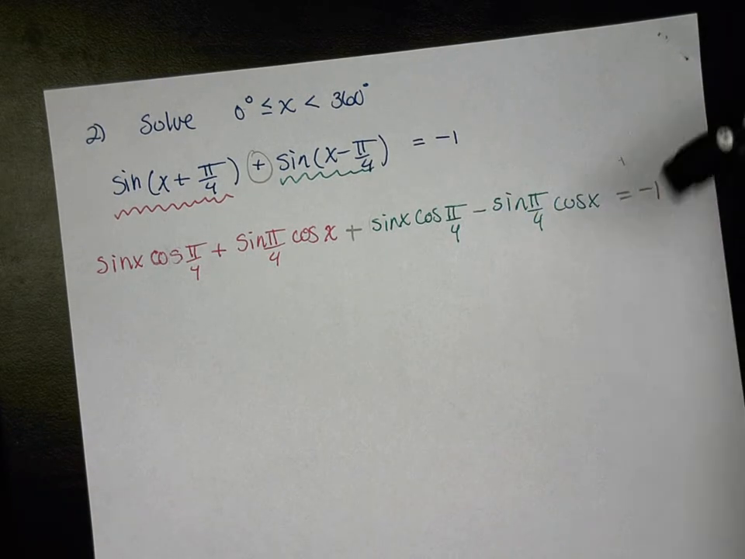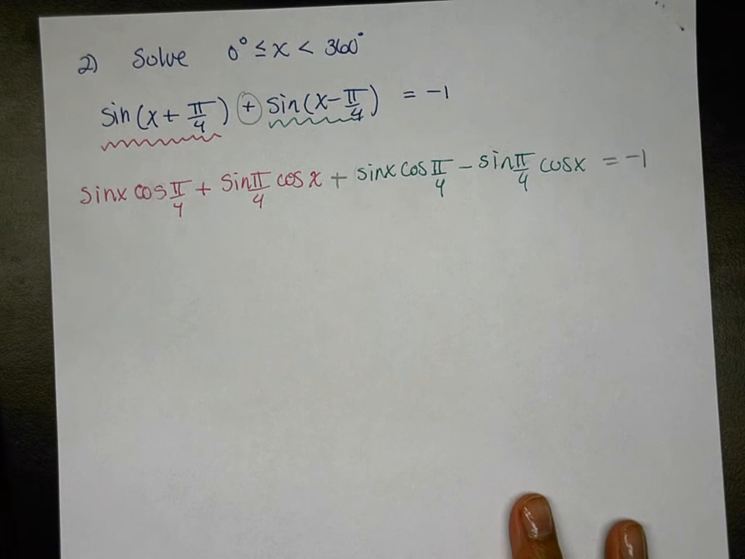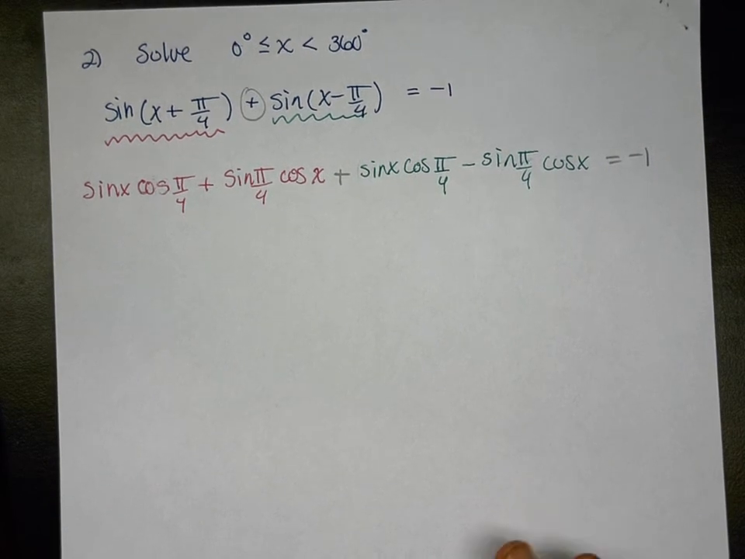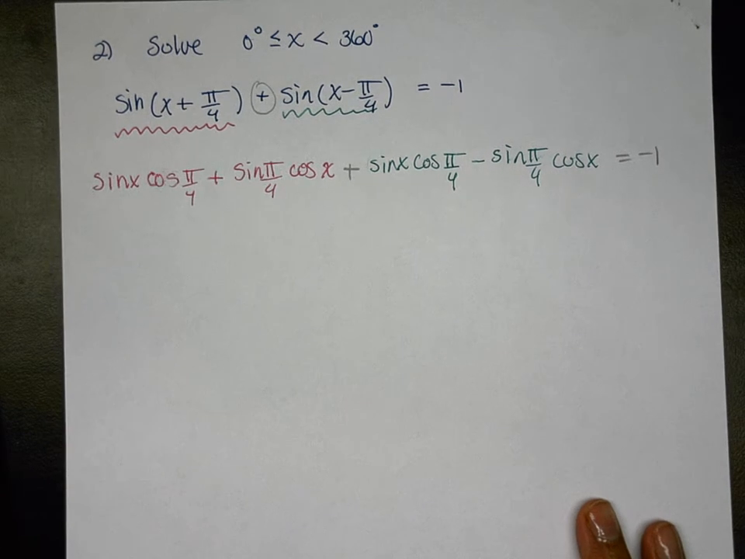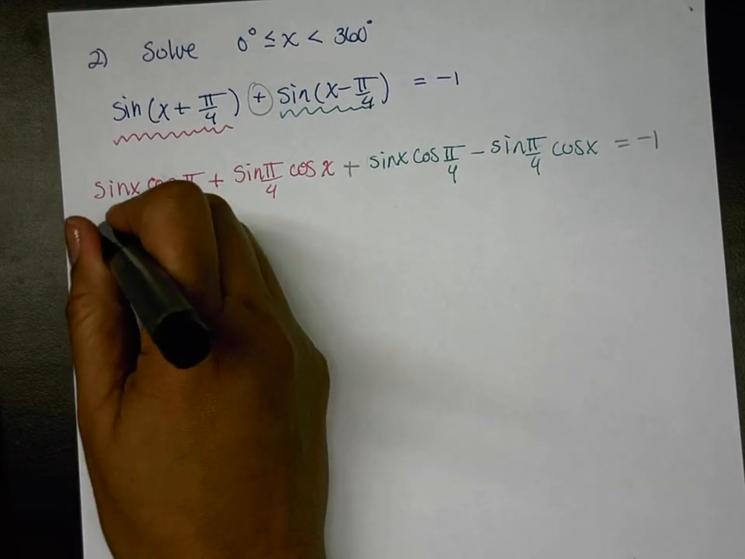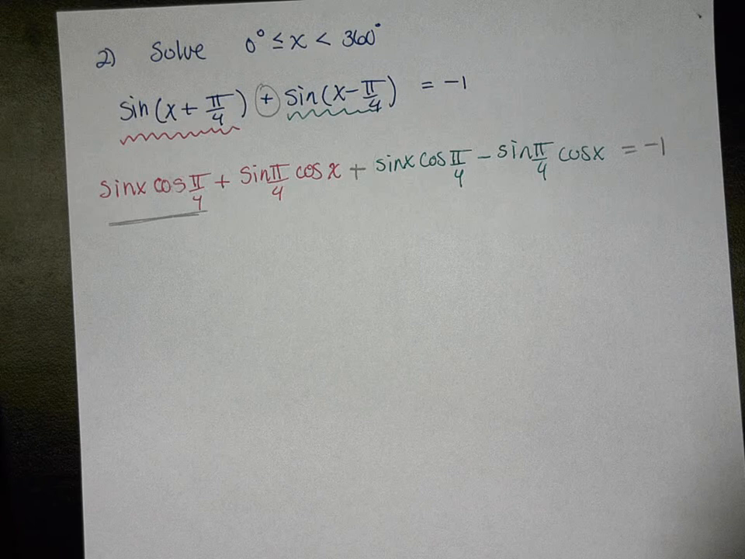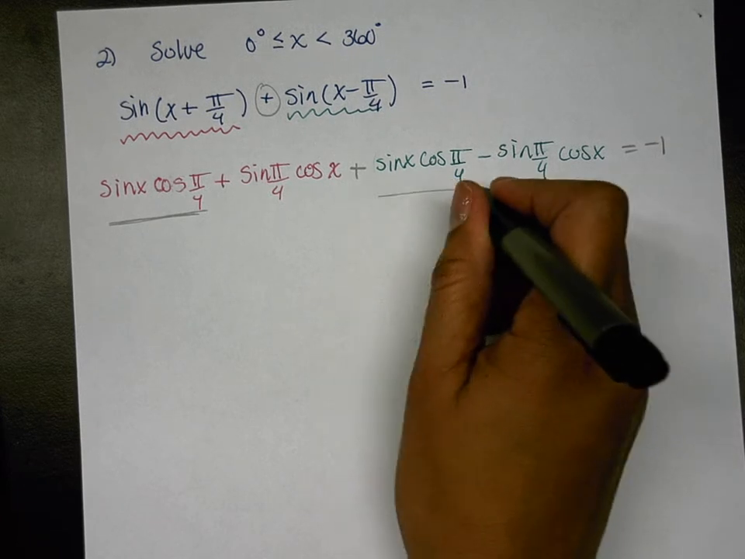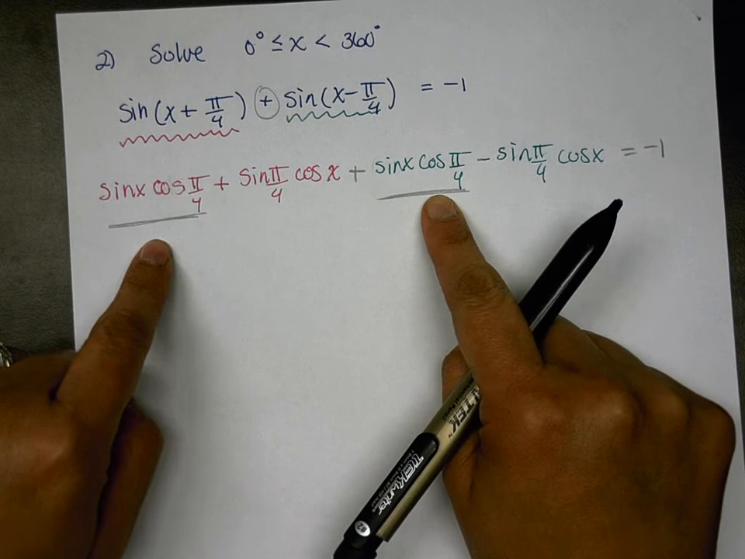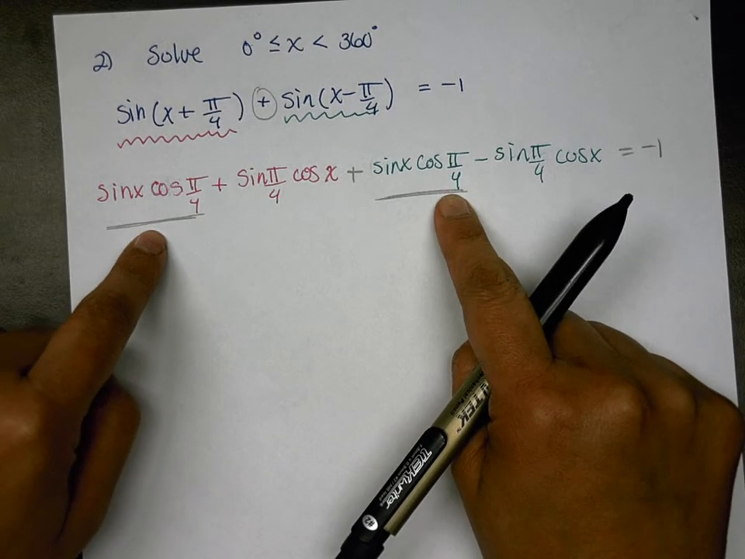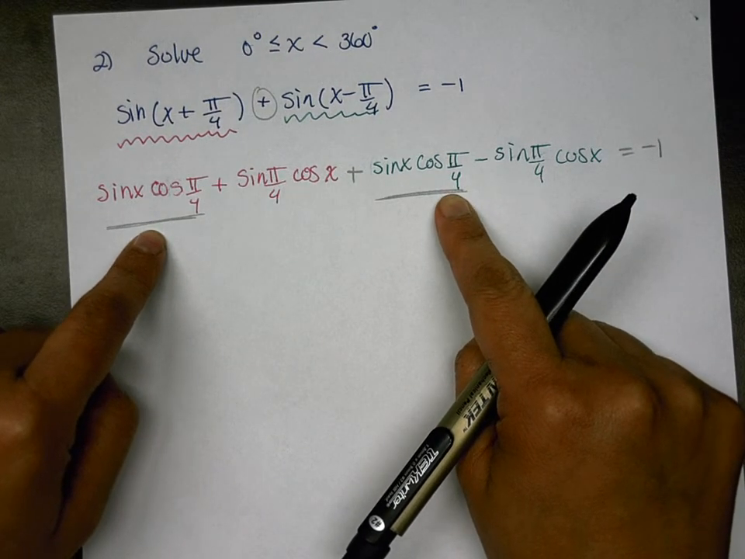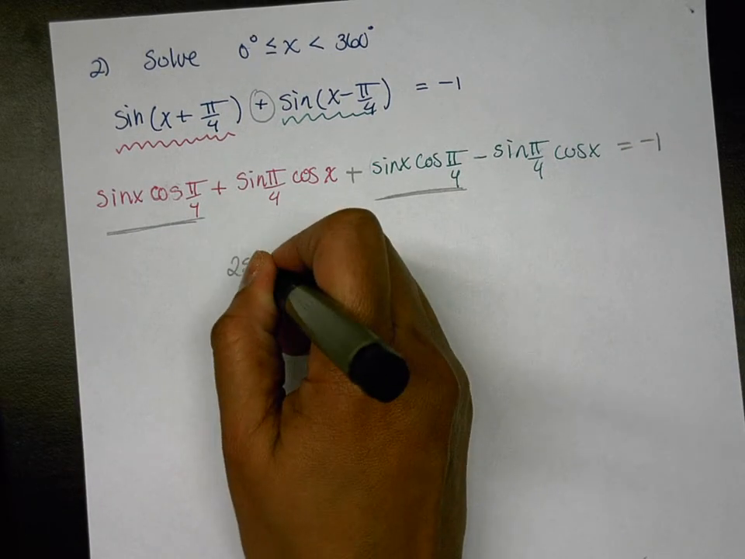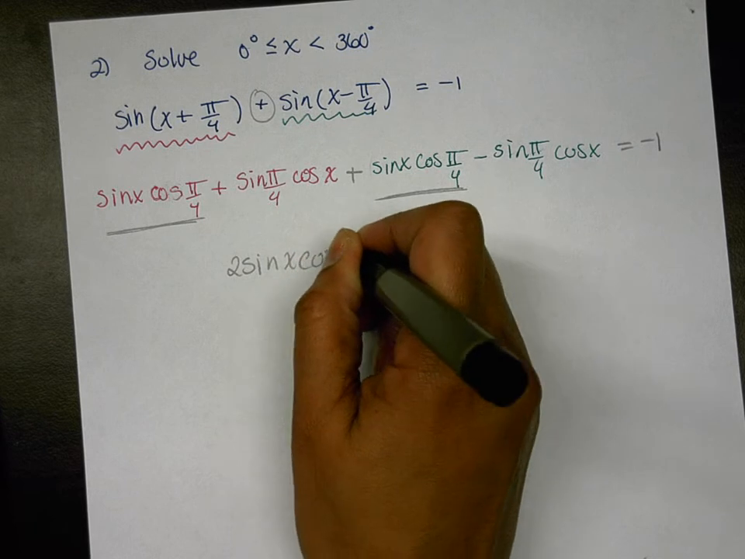All right, do you guys have this? And yes, let's combine like terms. I have sine of x cosine pi over 4 and plus sine of x cosine pi over 4. They're both positive, they're both like terms. What do they add up to? 2 times sine of x cosine of pi over 4.